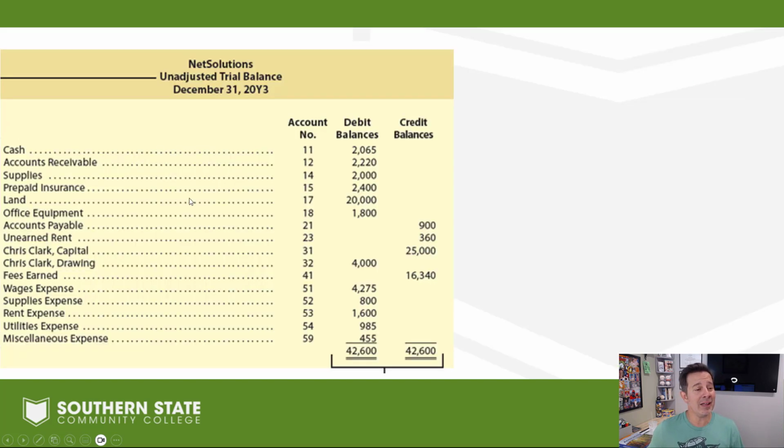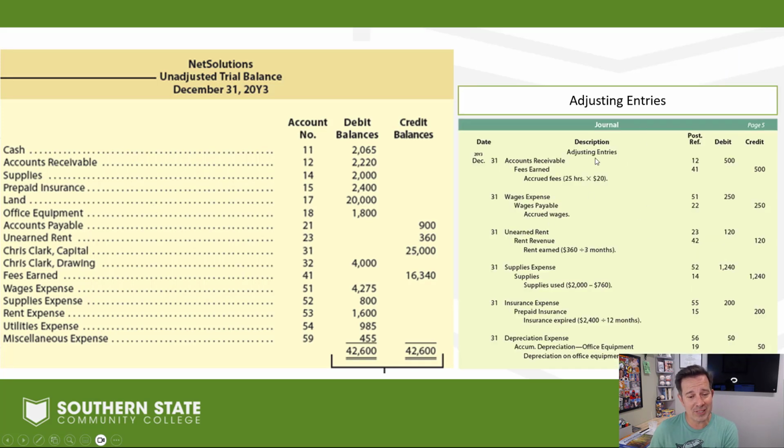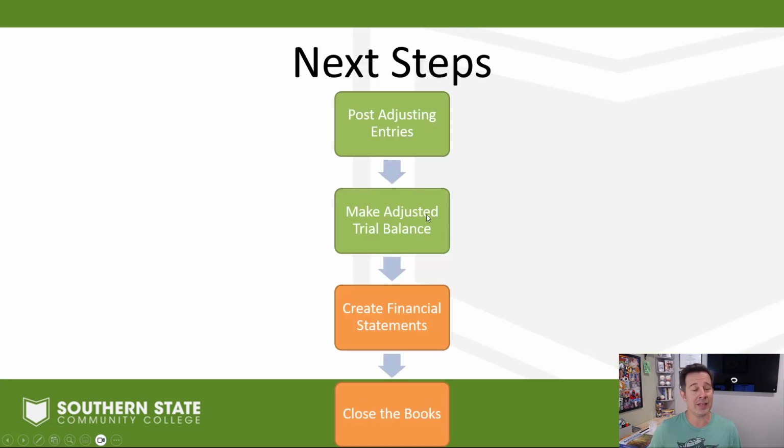With that being said, we need to fold them into the unadjusted trial balance. We're going to take all of our adjusting entries and post them so we can add them into our trial balance and make an adjusted trial balance. And so that's kind of where we began our series on adjusting entries. We began with that unadjusted trial balance. We made our adjusting entries. Now it's time to make that adjusted trial balance. And we're going to do that by posting our adjusting entries. And then we'll have our adjusted trial balance.